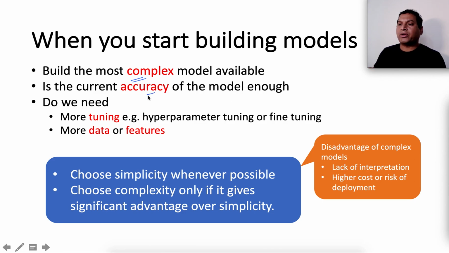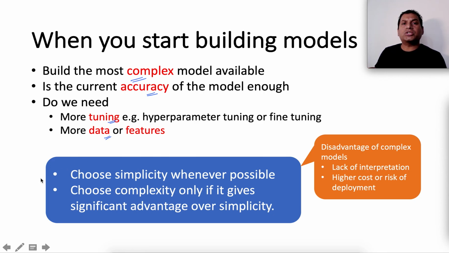Is the current accuracy of the model enough? What is "enough"? What is the minimum expected accuracy of the model for it to be useful for deployment? Do we need more tuning, like hyperparameter tuning or fine tuning? Do we need more data or features to further improve the accuracy of the model?